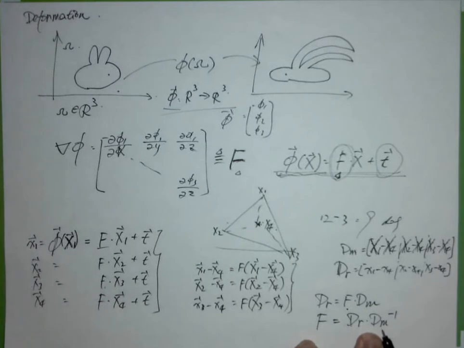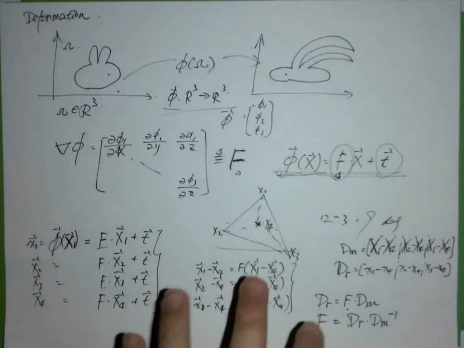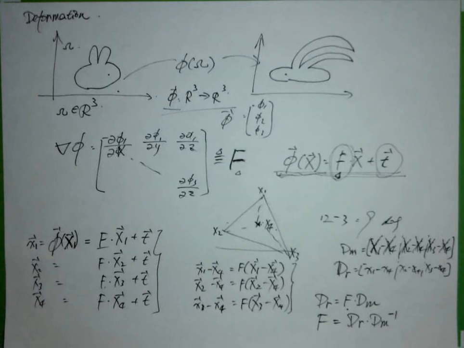So if Dm is singular, it simply means your triangulation or your tetrahedralization is terrible. Probably you need to redo it using some other techniques to make sure that all the elements, all the rest shapes of the elements, are nice enough for your future simulation.